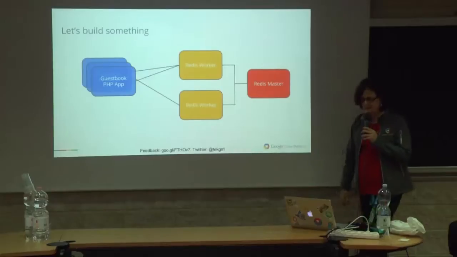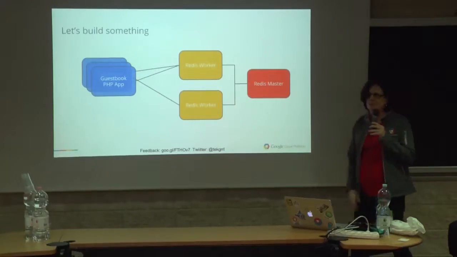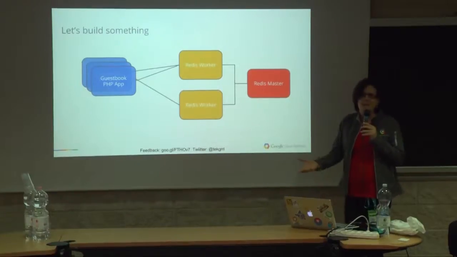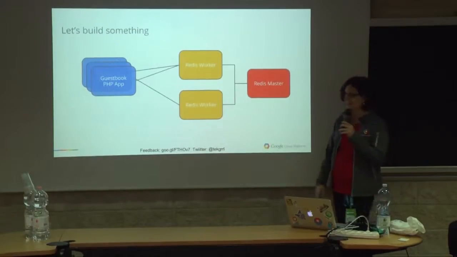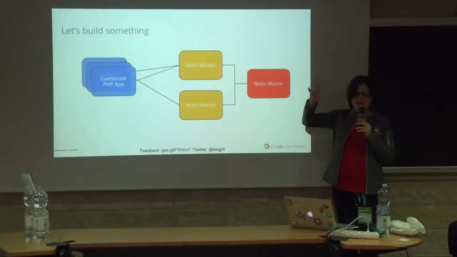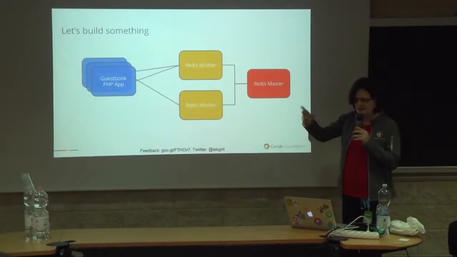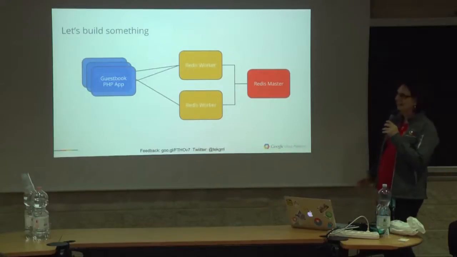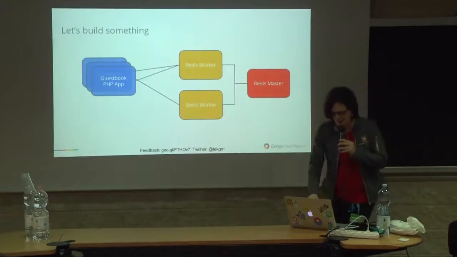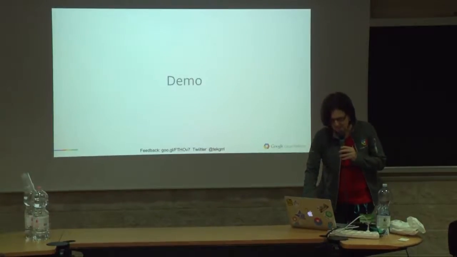So let's build something. So very, very simple. All demos should be very simple, right? Because they break anyway. If they're going to break, imagine we have a simple application that breaks as well as a complicated one, right? So we have a guestbook application. We have three containers, or pods in this case, running our guestbook app. They're talking to Redis at the back end, Redis workers, which has a Redis master. So by now, we should have a cluster.